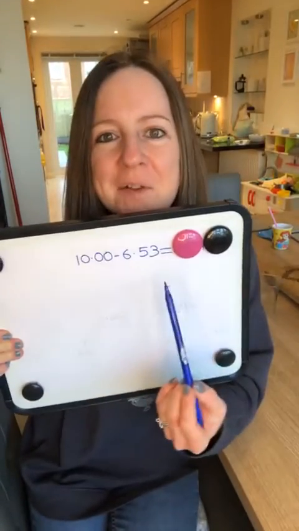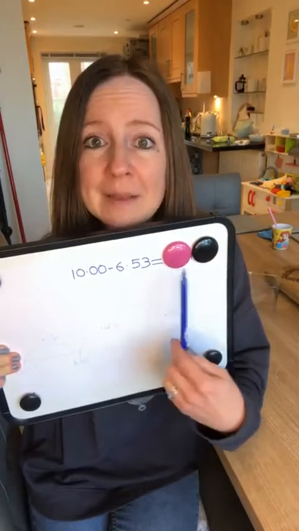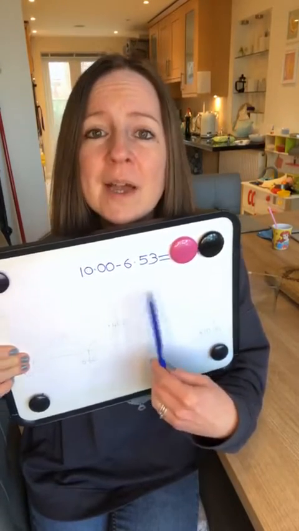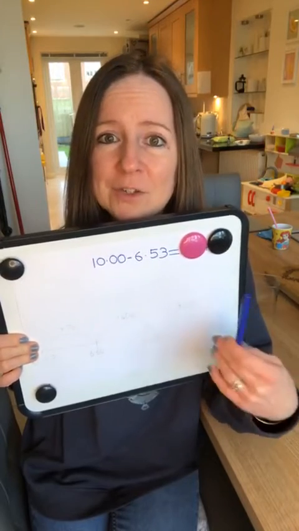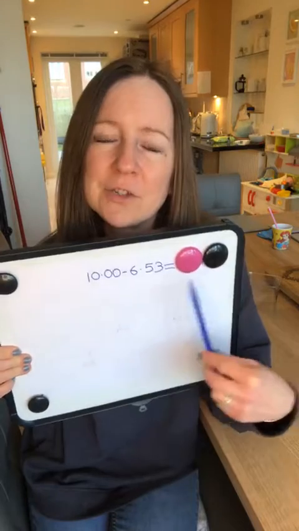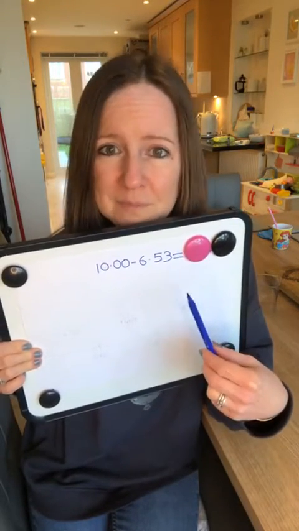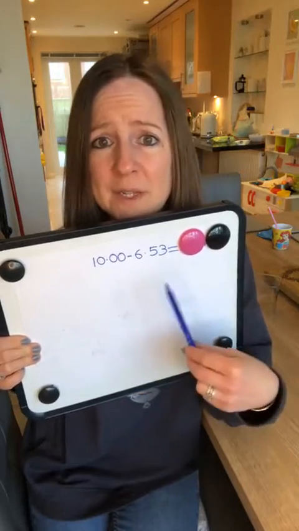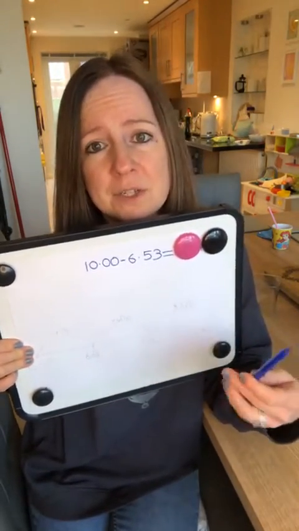So £10 take away £6.53. So again, just talk through it with your children. You spent £6.53 in the shop and you've paid with a £10 note. So how much change are you going to get back from that? Explain to them the calculation as well, so they understand what all that's about. I think that's really important. Rather than just saying £10 take away £6.53, always explain to them the scenario that they're using to do that.